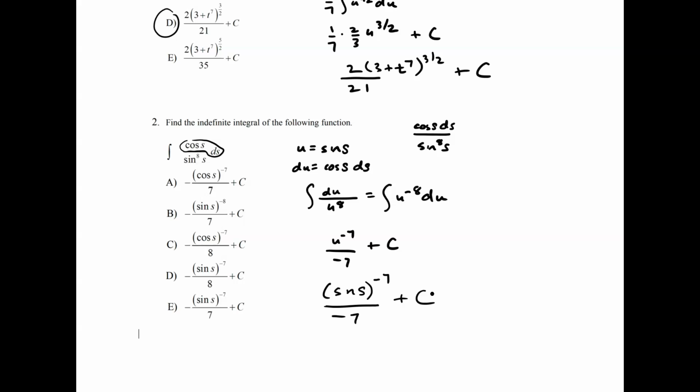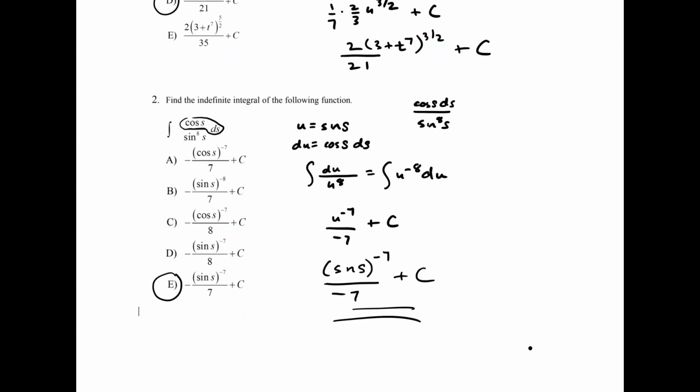And so looks like that is choice E. We've got negative sine of s to the -7 all over 7. So instead of having a -7 there, they're taking that negative and putting it in the front, plus c. There we go. Okay, let's take a look at question 3.